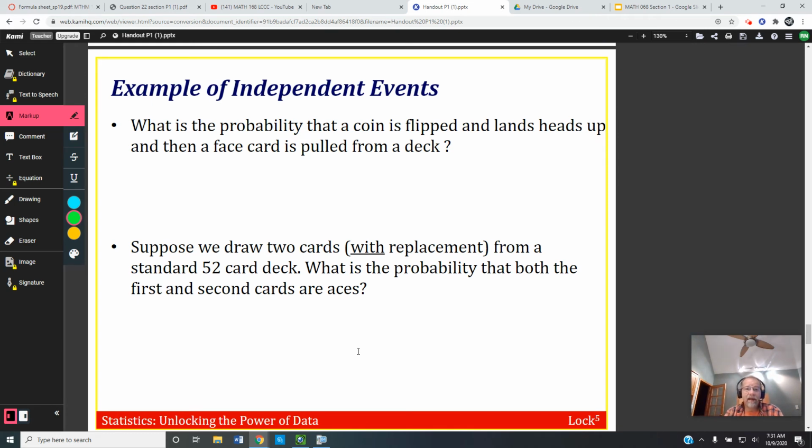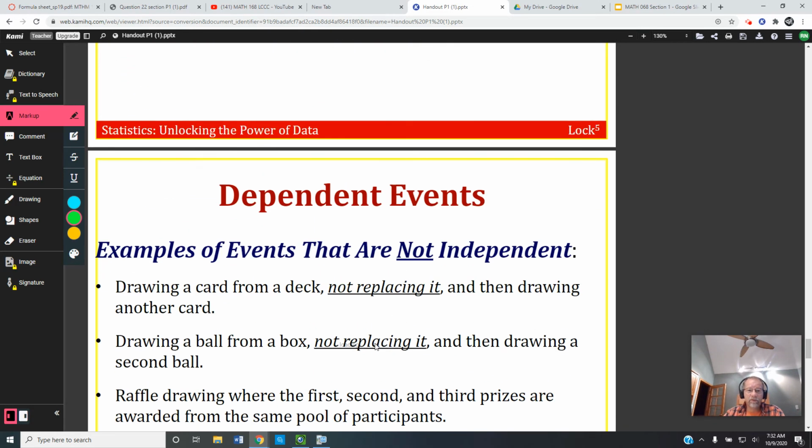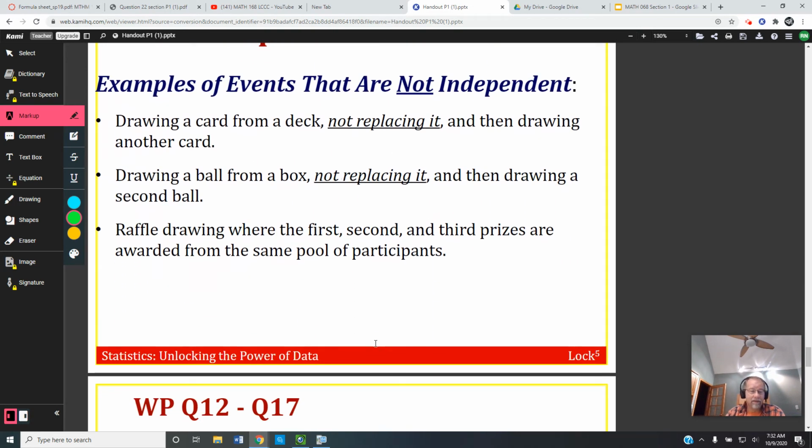Examples of independent events: probability of flipping a coin, landing heads up, and then a face card. The face card has nothing to do with the coin. One is not taken out of the other. They're independent events. Suppose we draw 2 cards with replacement. As soon as you see the replacement, that's all that matters. As long as it's being replaced, it's an independent event.